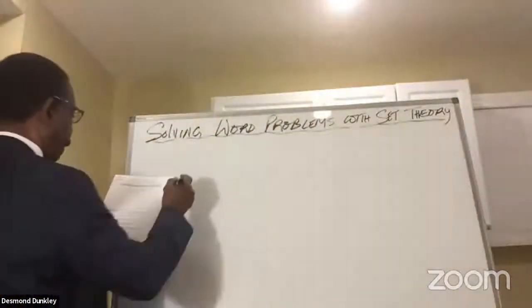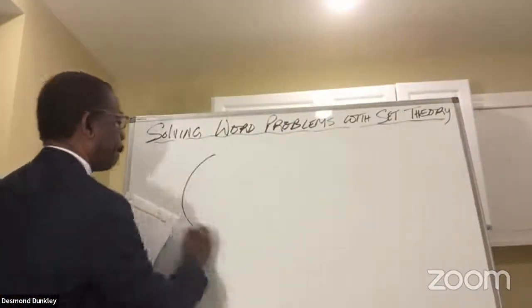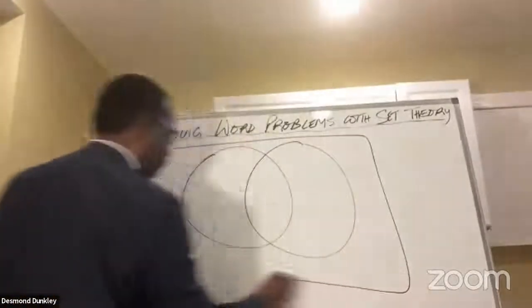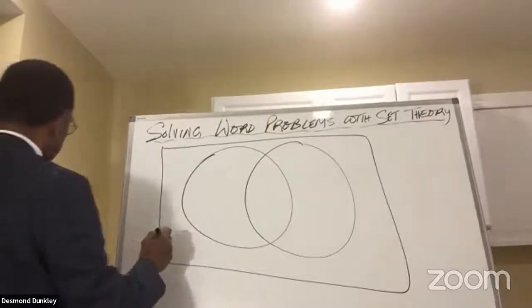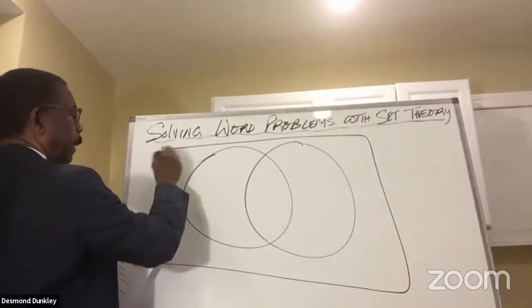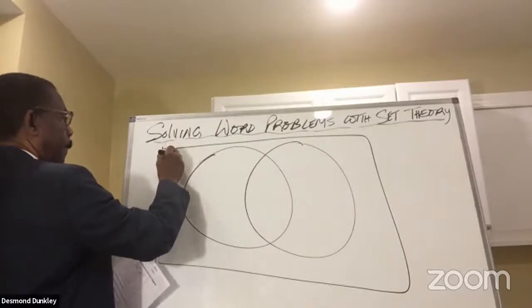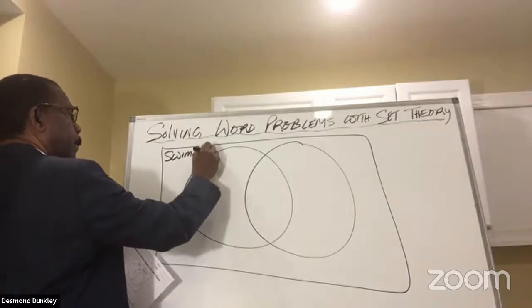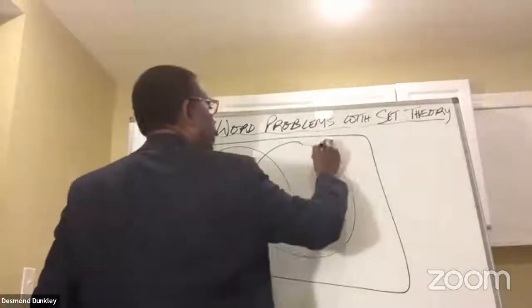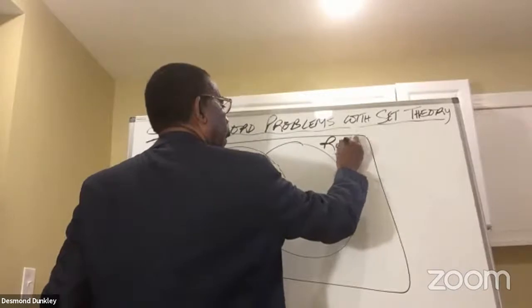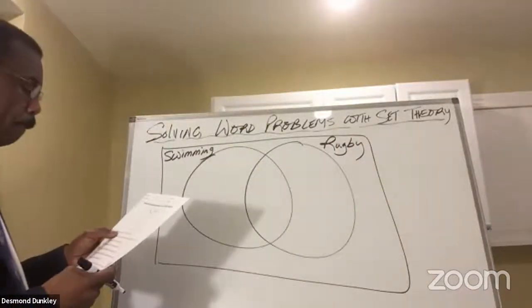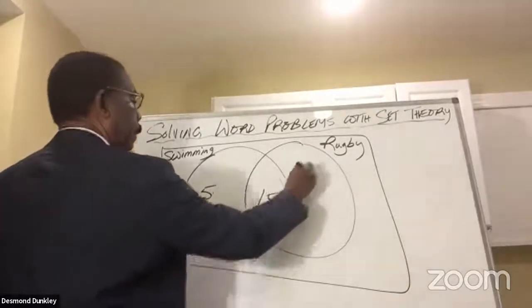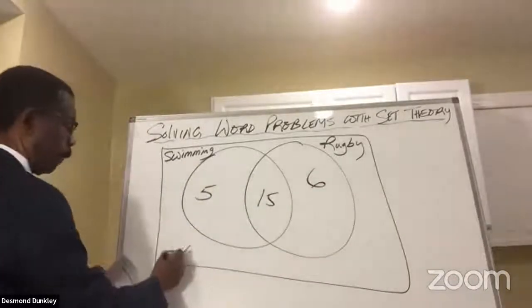Here we go. This is swimming. This is rugby. This is 5, 15, 6, this is 4.